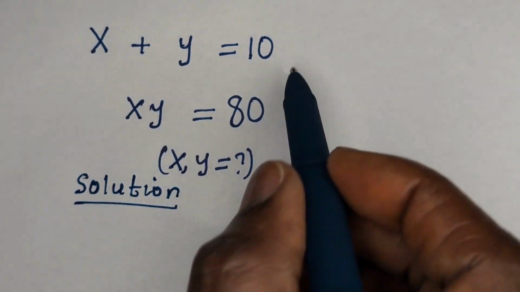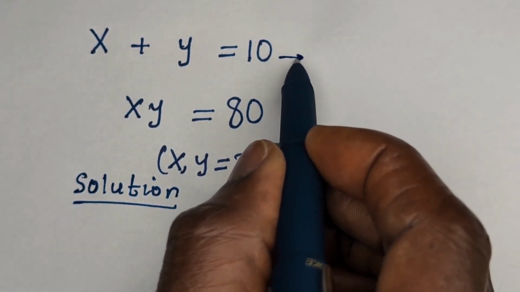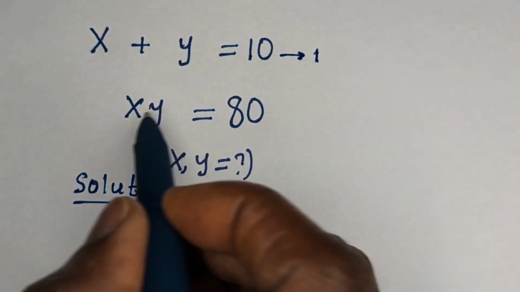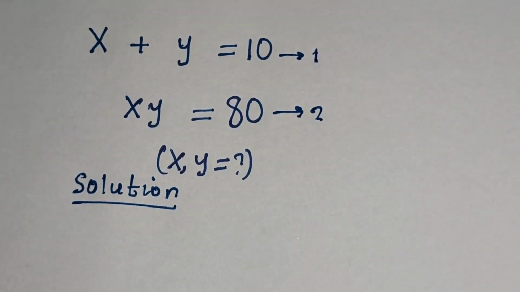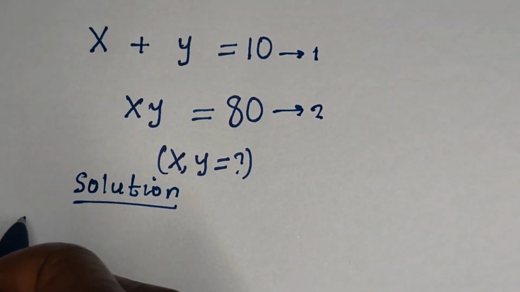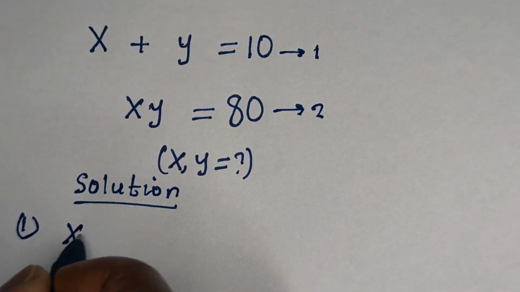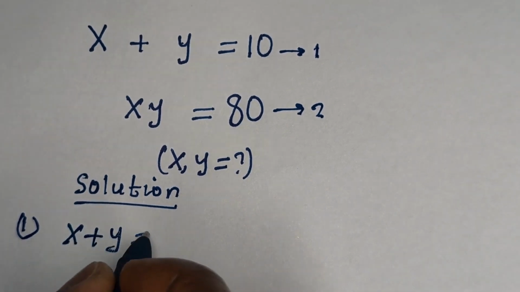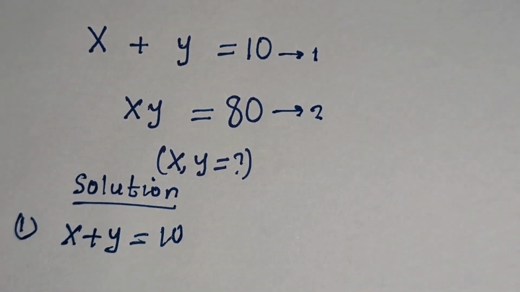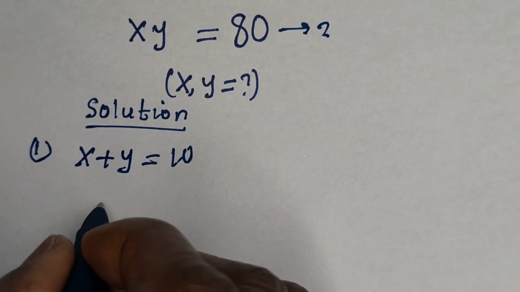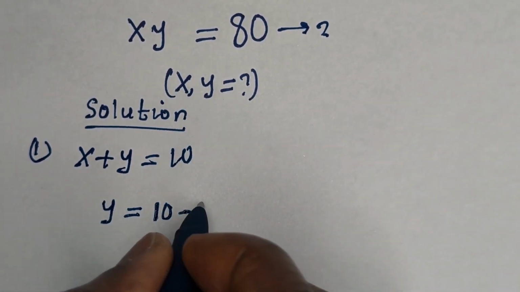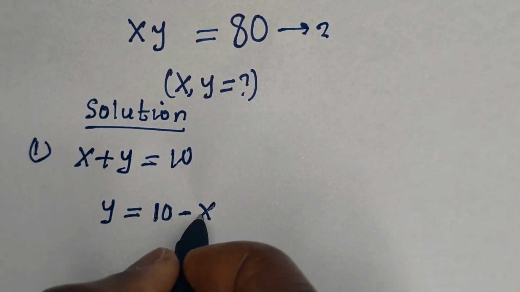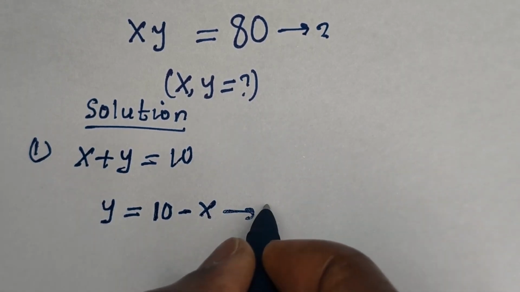x plus y is equal to 10. Let us call this equation 1. xy is equal to 80. Let us call this equation 2. Then from equation 1, x plus y is equal to 10, y is equal to 10 minus x. Let us call this equation 3.